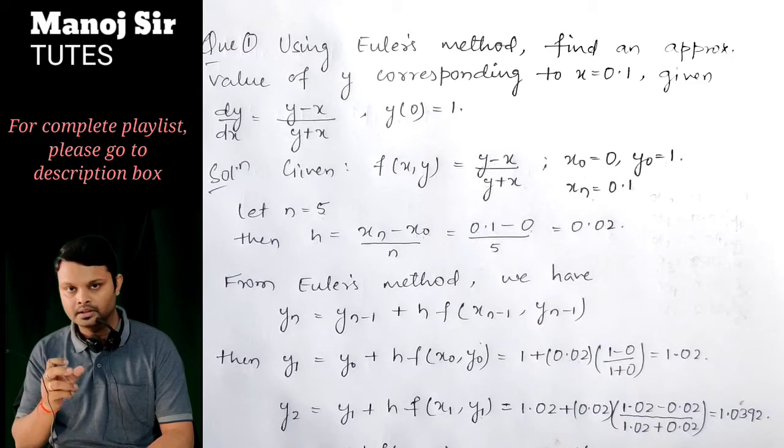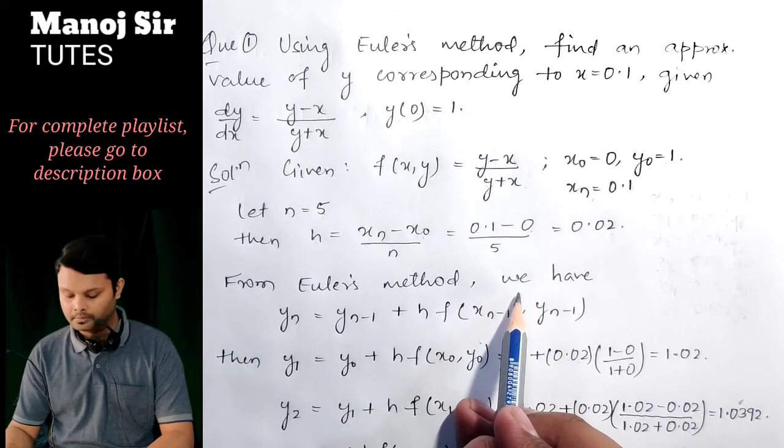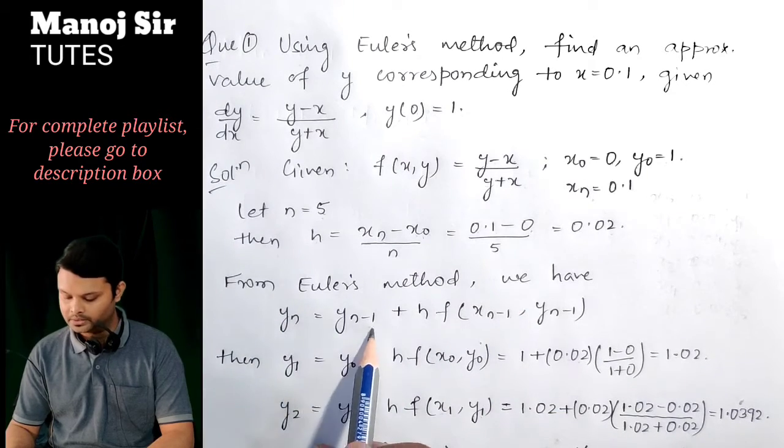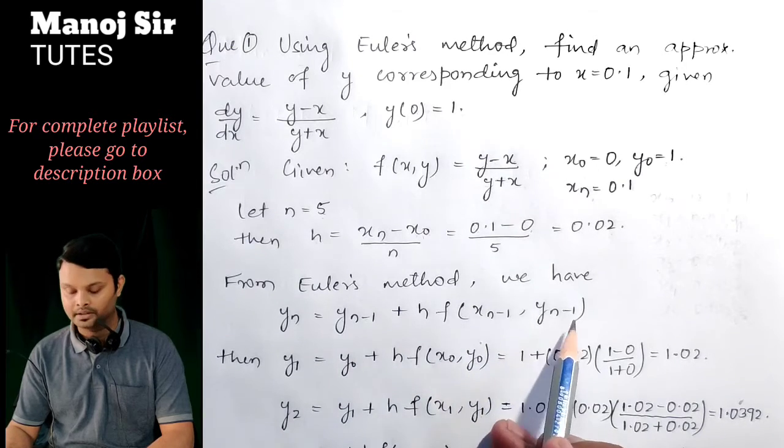So if you increase the number of intervals, you will get more accurate values of the approximate value of y, but that value will always be approximate; it will never be the accurate value. Okay, so from Euler's method we have this formula, that is yn equals yn minus 1 plus h into f of xn minus 1 comma yn minus 1.